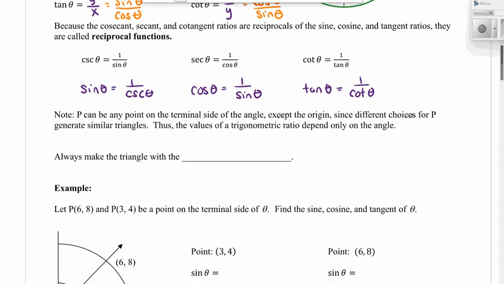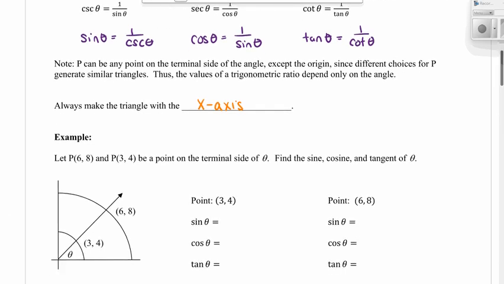Note that P can be any point on the terminal side of the angle except for the origin, since different choices of P generate similar triangles. Thus, the values of the trigonometric ratios depend only on the angle. And whenever you're making your triangle, always make it with the x-axis. Depending on what side of the y-axis you're on, if you're on the positive side, you're going to use the positive x-axis. If you're on the negative side, use the negative x-axis to make your triangle.